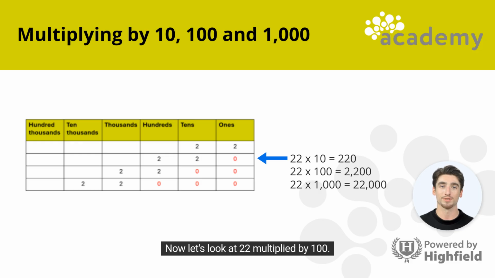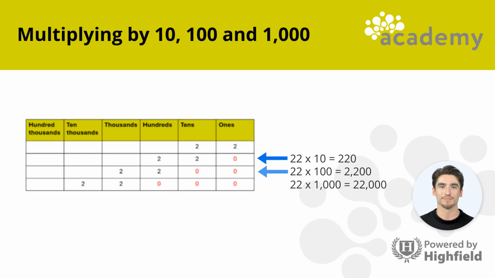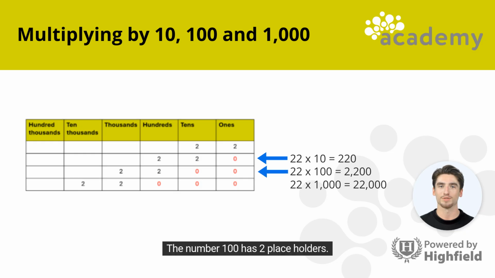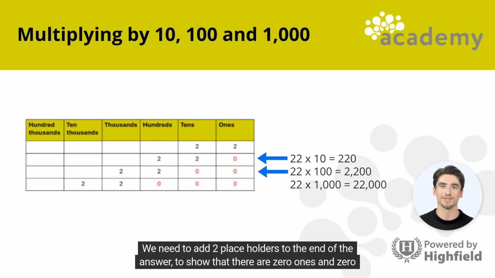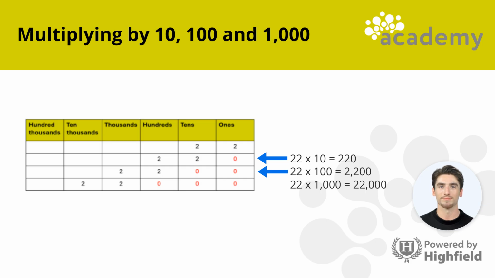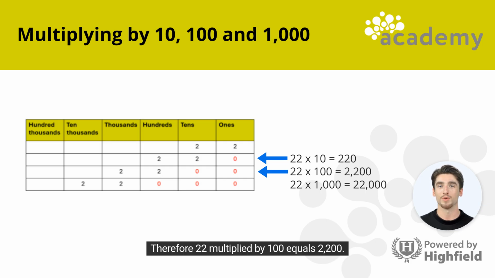Now let's look at 22 multiplied by 100. The number 100 has 2 placeholders. Therefore, 22 moves 2 places to the left. We need to add 2 placeholders to the end of the answer to show that there are 0 ones and 0 tens in the answer. Therefore, 22 multiplied by 100 equals 2,200.